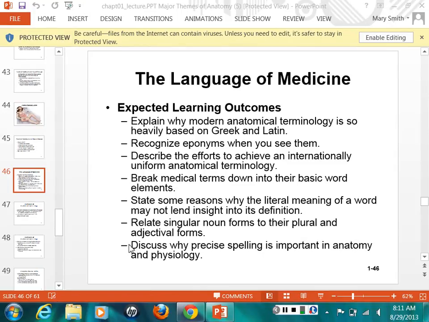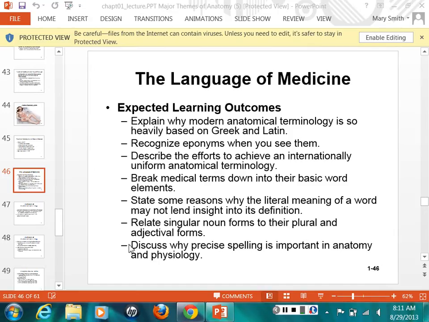So this is everything we've covered up to this point. Recognize eponyms when you see them. What's an eponym? Most famous patients, like people they admire, professors, after people. Break medical terms down into their basic word elements. That's what we're about to talk about now.